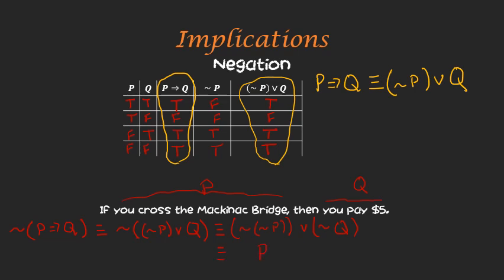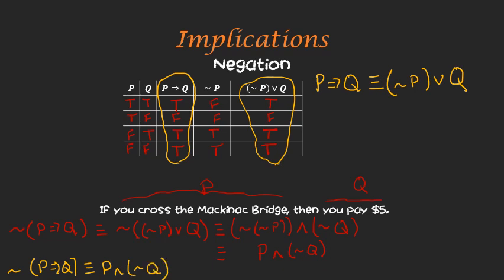That's P. Sorry, I made a mistake, didn't I? This should be an and. Hopefully you caught that. Remember, when we negate a disjunction, it turns into a conjunction. It switches disjunction to conjunction and conjunction to disjunction. So this is not P and not Q. So this is P and not Q. So let me write this down in one line. Not P implies Q is the same thing as P and not Q.